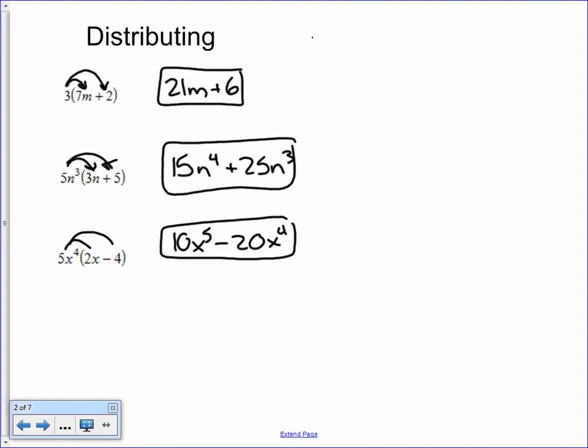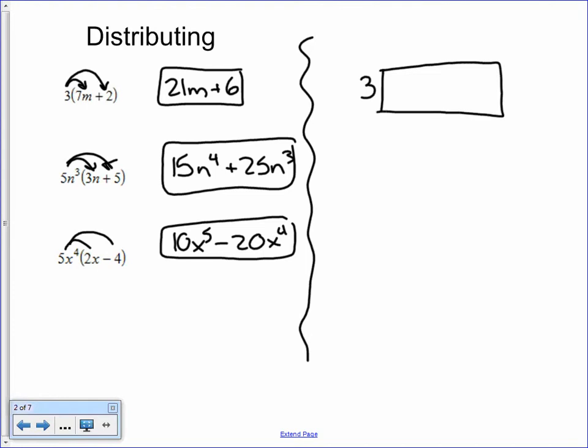Now I want to show you a different way to think about this, and you can do this with your distributing problems. Take the term out front, write it down, and make a little box to the right of it, a longer box, and then split it down the middle. You can put the terms from the binomial in each part on the top of the box. This is a good visual aid, kind of like a multiplication table.